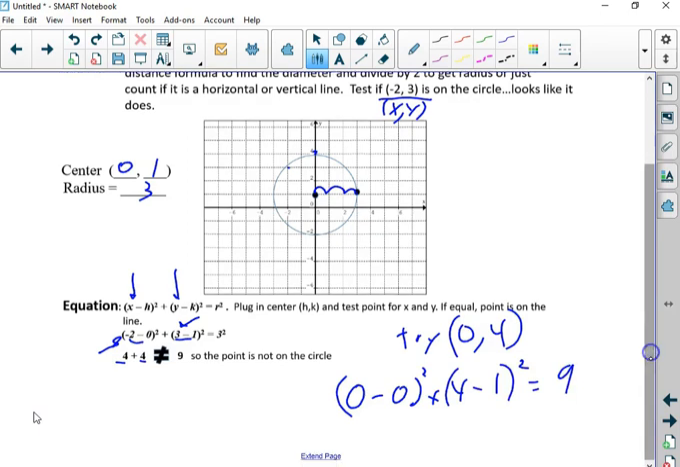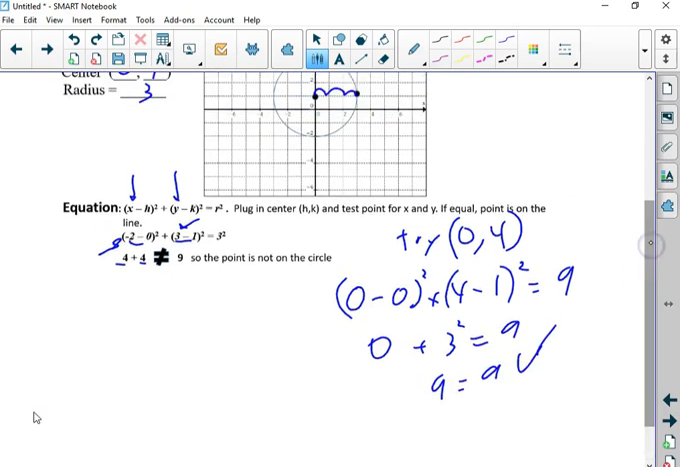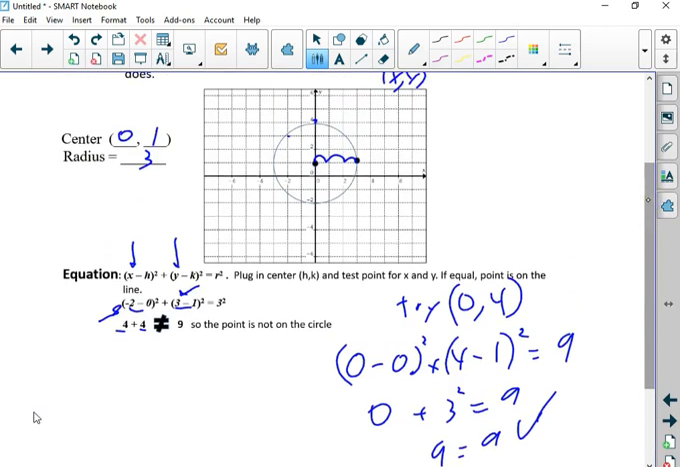which is 9. Well, 0 minus 0 is just 0, so we can write it or we can just leave it blank. Plus 4 minus 1, that's 3, equals 9. 9 equals 9, check. That means at this point, 0, 4 is on the circle. So it's kind of weird, you know. -2, positive 3 looked close and wasn't on the circle. 0, 4 looked close, but is on the circle.